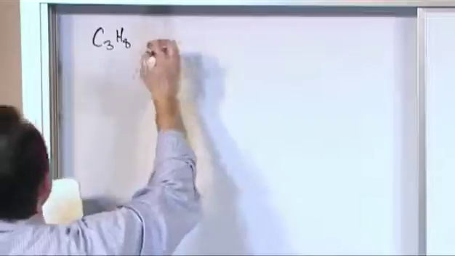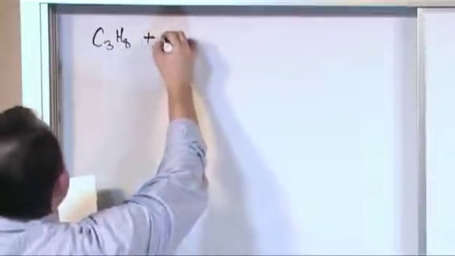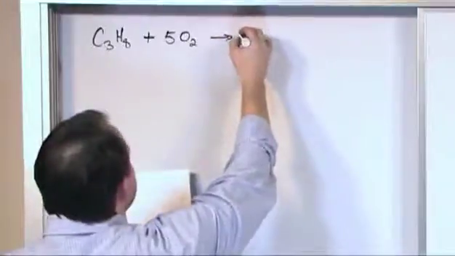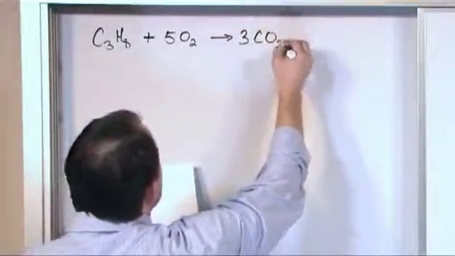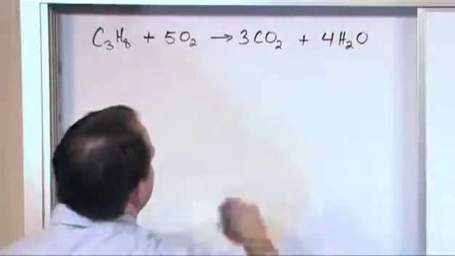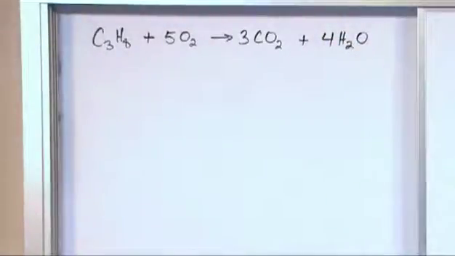C3H8, which is propane. You've probably heard of propane before, plus 5O2, that's just adding oxygen, yields 3CO2, carbon dioxide, plus 4H2O, so 4 moles of water. This is already balanced. You should always verify that it is, though.